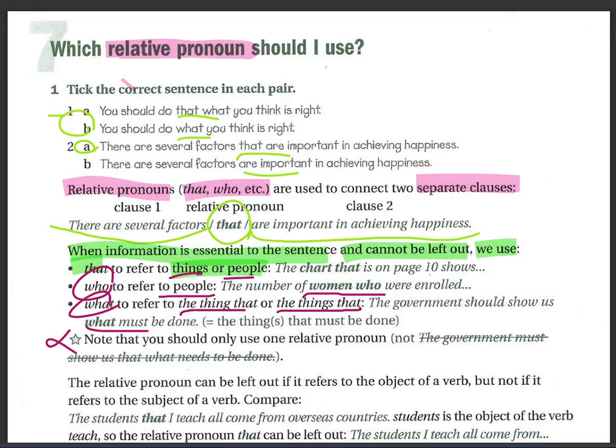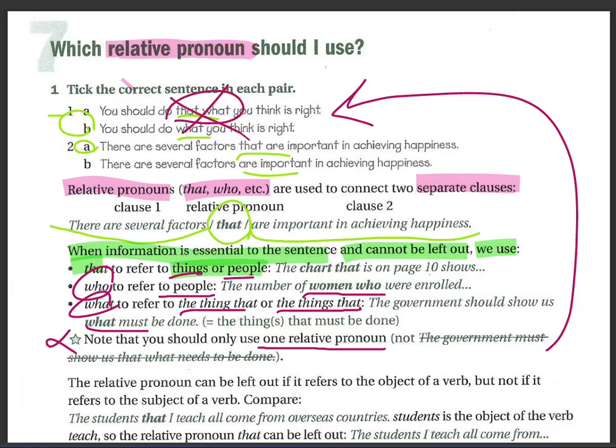Note that you should only use one relative pronoun. This is exactly what happens in question 1. You should do that what is not correct. You cannot use more than one relative in a sentence together. Okay?